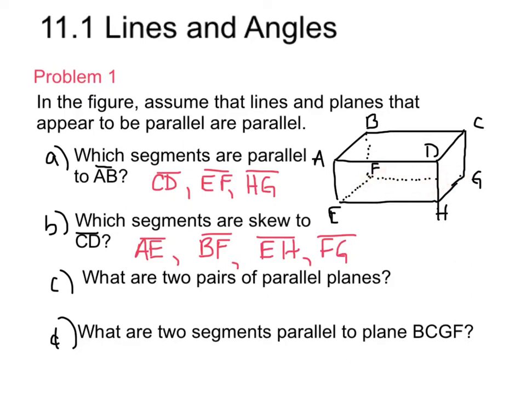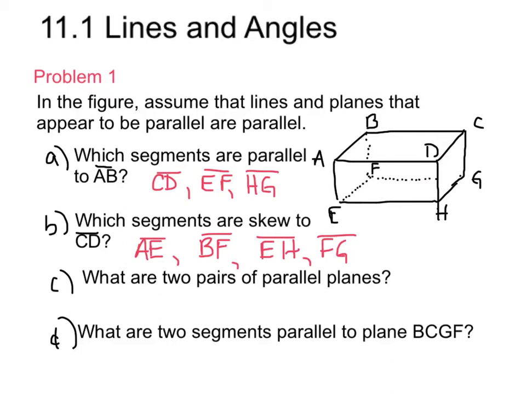That does take some thought to look at because you have to realize, okay, this segment is going this way, and this CD is going this way. So they don't intersect, they're not on the same plane, and they're not parallel. All right, and part C, what are two pairs of parallel planes?